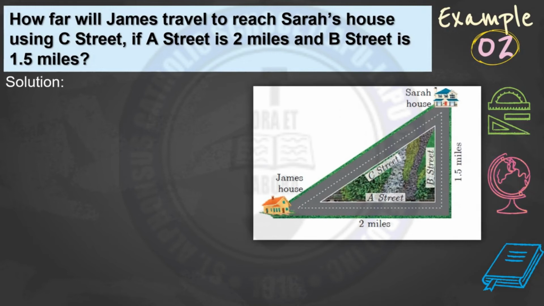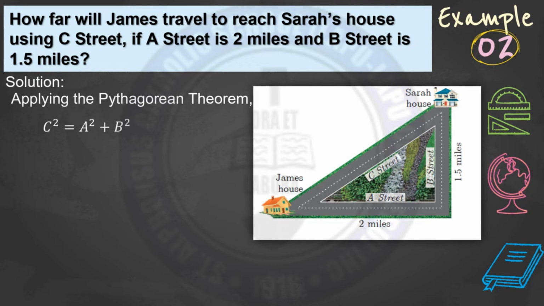Example number 2. How far will James travel to reach Sarah's house using C Street, if A Street is 2 miles and B Street is 1.5 miles? As you can see in this figure, Sarah's house and James' house together with C Street, A Street, and B Street form a right triangle. In this case, A Street and B Street are the representation of the legs of the right triangle, while C Street is the representation of the hypotenuse.